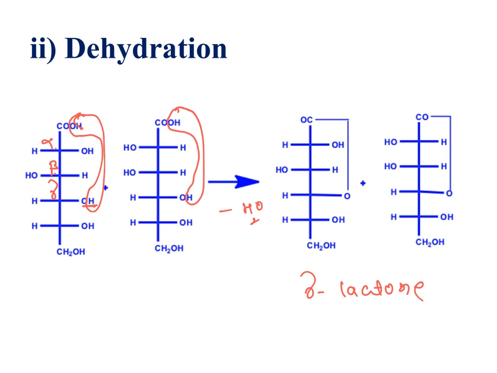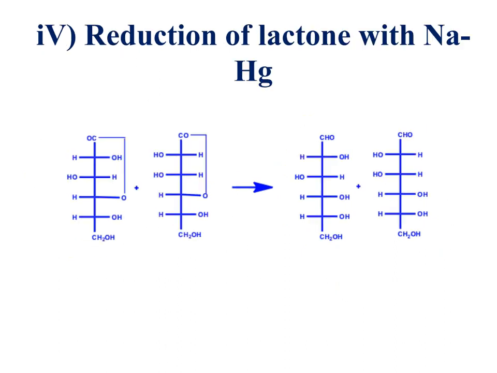In the next step, if we reduce these, we get the corresponding 6-membered carbohydrates. The reduction of gamma lactones with sodium amalgam gives the corresponding aldehyde. Here the cyclic lactones are cleaved and converted into CHO, and a hydroxyl is formed. This gives D-glucose plus D-mannose.